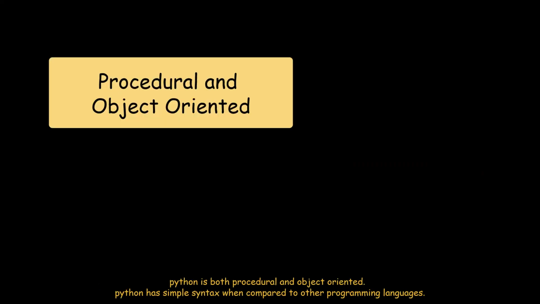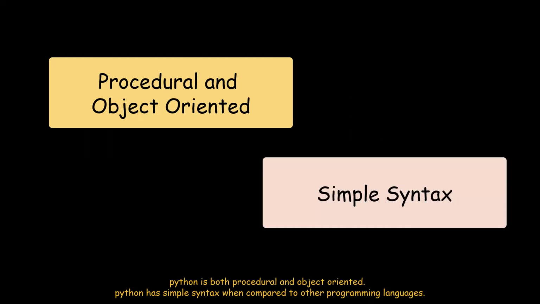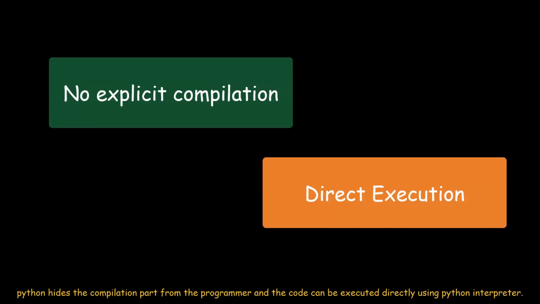Python is both procedural and object-oriented. Python has simple syntax when compared to other programming languages. Python hides the compilation part from the programmer, and the code can be executed directly using Python interpreter.